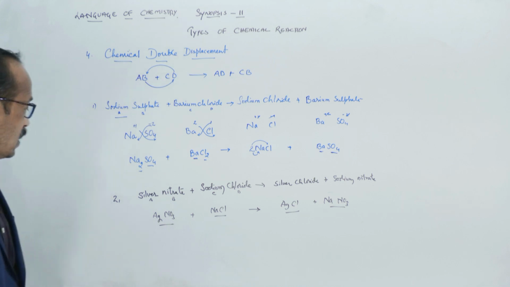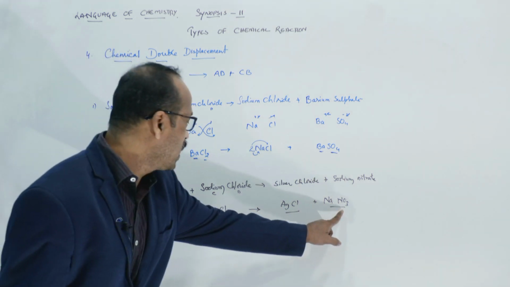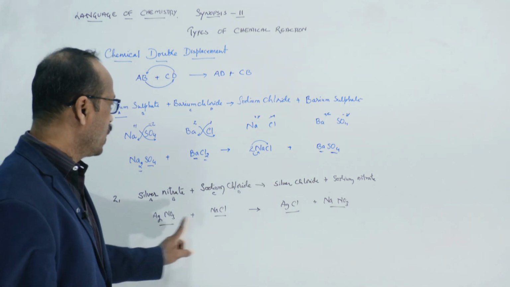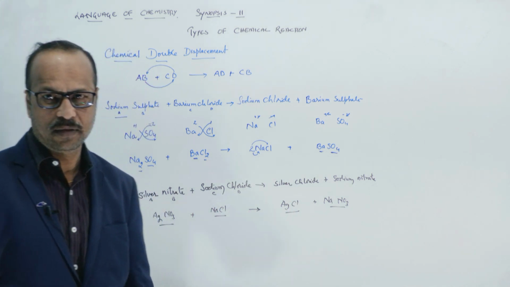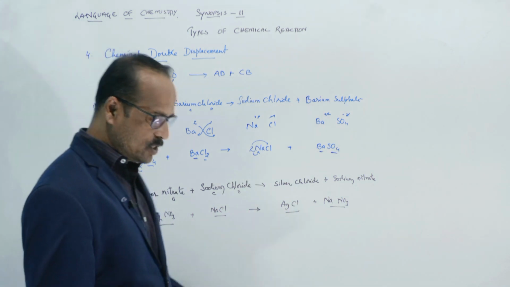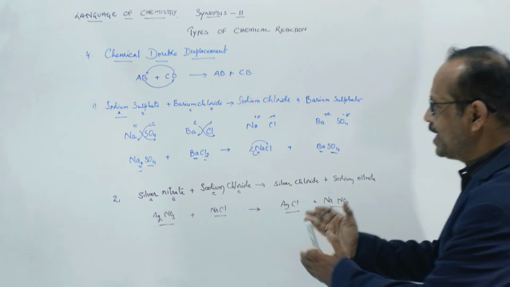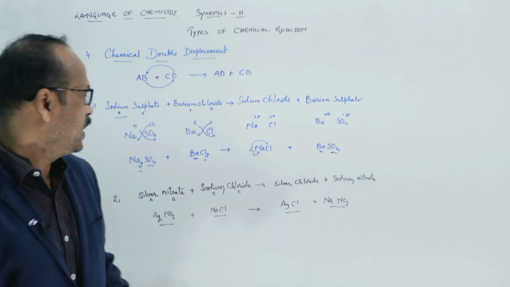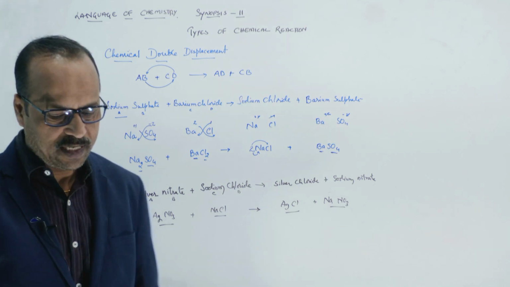Whether it is balanced or not, let's check. 1 sodium, 1 sodium, 1 nitrate, 1 nitrate, 1 silver, 1 silver, 1 chloride, 1 chloride, balanced, right? So this is the balanced equation, and here the reaction is a double displacement, meaning exchange of ions is taking place. Clear to you? Any doubt in this one? No. Chalo, last and final example.